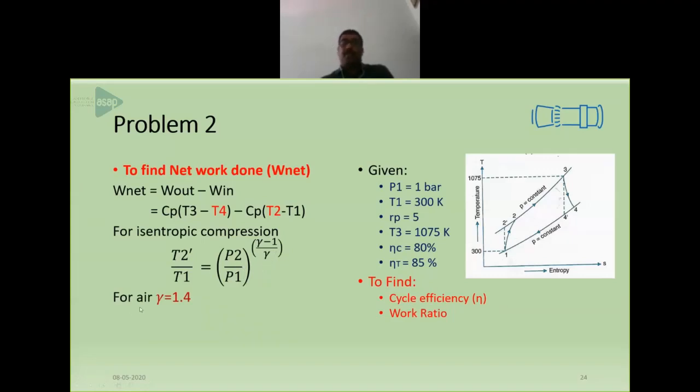We know, already I have mentioned that for air, gamma is equal to 1.4. So T2 dash by 300 is equal to 5 raised to (1.4 minus 1) by 1.4. So you will get T2 dash is equal to 475.36 Kelvin. Okay, now we are going to find out T2. From that ratio, you are getting T2 dash as 475.36 Kelvin.